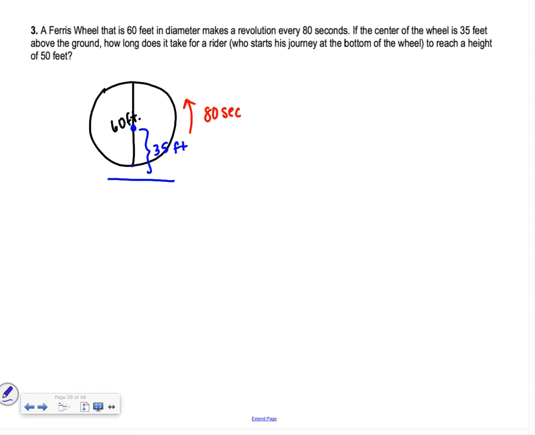Okay, so it's kind of hard to visualize. But we know that this distance right here is 30, right? Because the diameter was 60. So we're starting down here. So we're going to say at 0 feet. And we're going up, up, up, up, up. So after 40 seconds, we're going to be at a certain height. So after 40 seconds, we're going to be at our 60 plus 5, right? So we're going to be way up here. So we're going to be at 65.